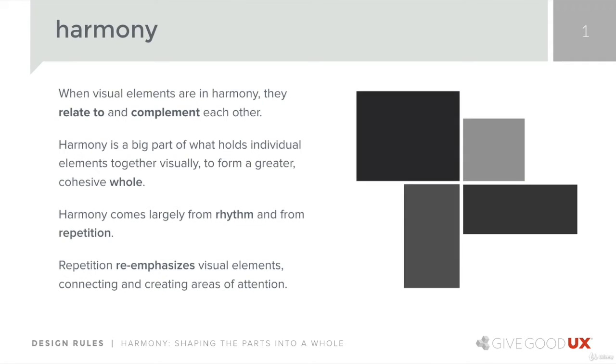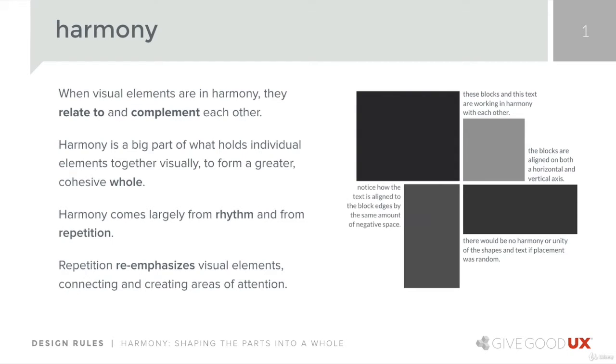All right, take a look at these shapes and how they are aligned and work together. These blocks and this text are working in harmony with each other. That's because the blocks are aligned on both a horizontal and a vertical axis. There would be no harmony here if the shapes and the text, or the placement of those things, was random. And what I want you to notice is how the text is aligned to the edges of the block by the same amount of negative space in each instance, okay?